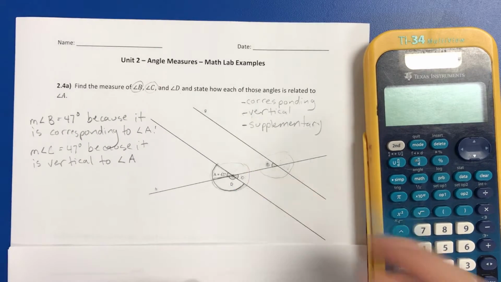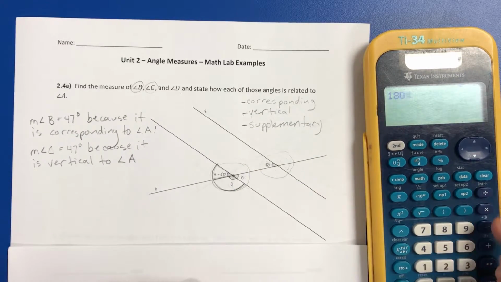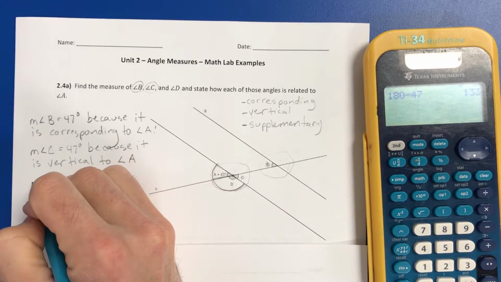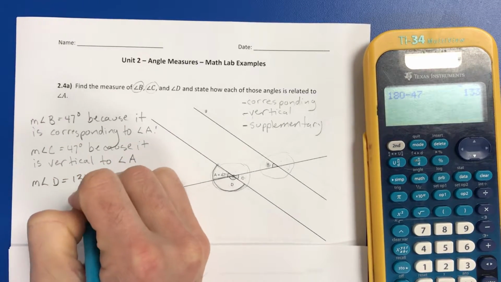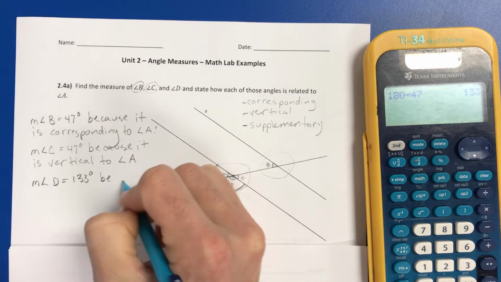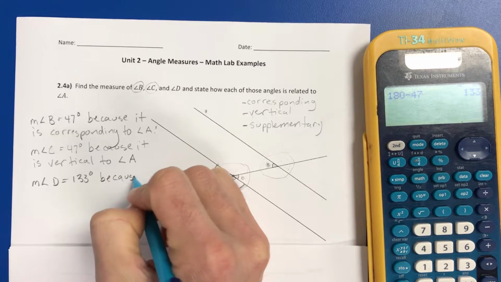So to get the measure of angle D, we do 180 minus 47, and we get 133. The measure of angle D is equal to 133 degrees because it is supplementary to A.